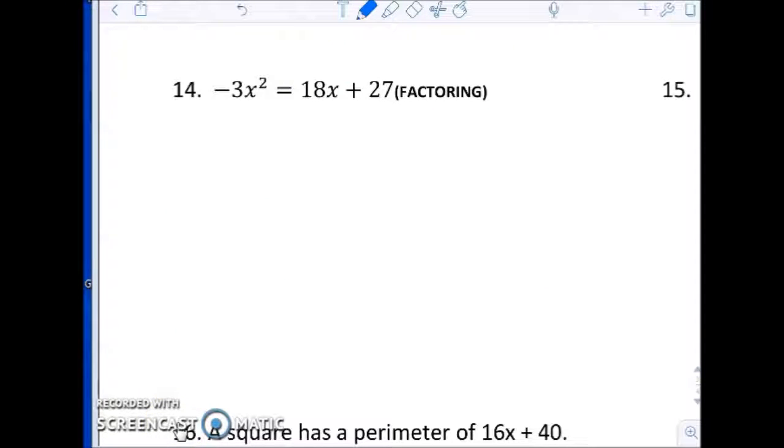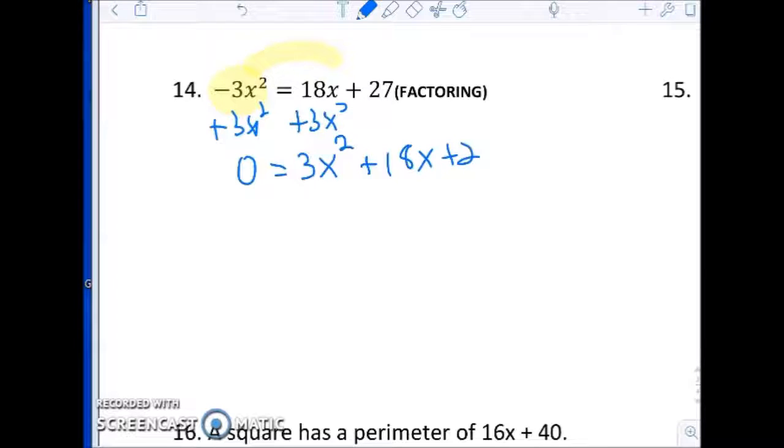Alright, on to number 14. We're going to solve by factoring. I prefer to factor when my x squared term is positive, so I'm going to move this to the other side. And let's go ahead and add 3x squared to both sides. I tend to factor by grouping. I can prove every step on that, but if you need to do the slide and divide, you may do that. But I think actually we don't need either method here, because everything is divisible by 3. Should have looked at that ahead of time, huh?